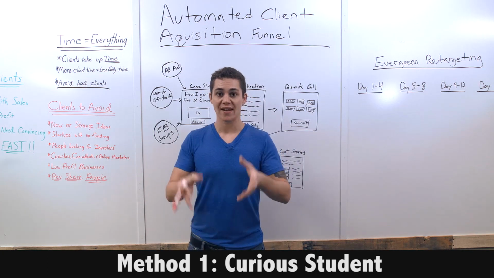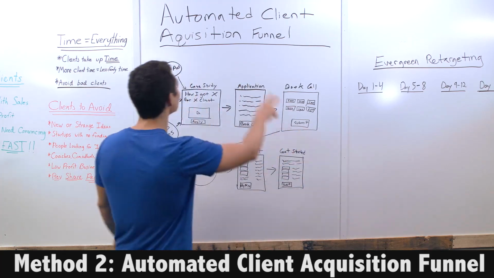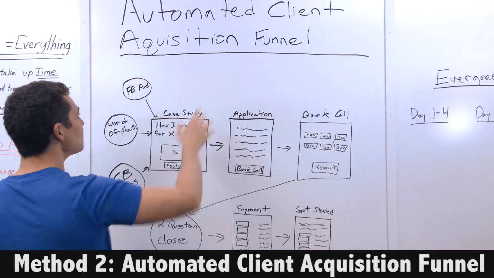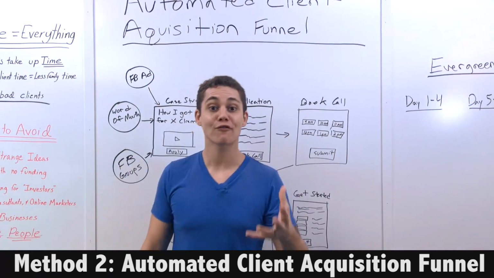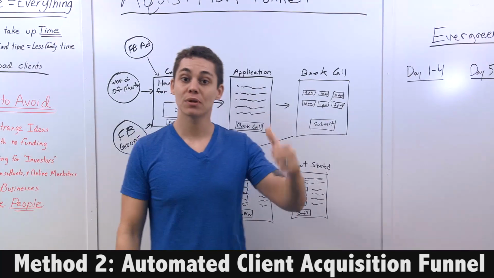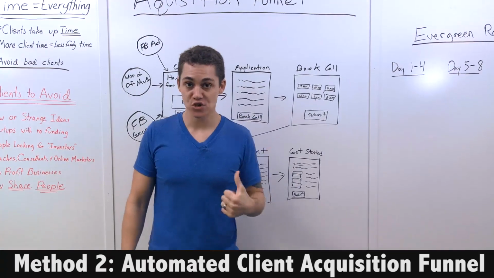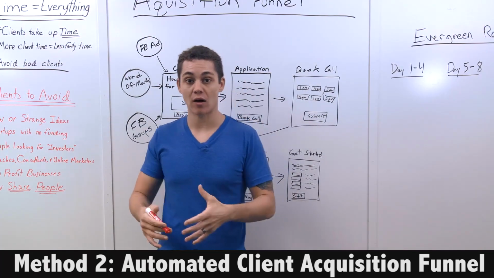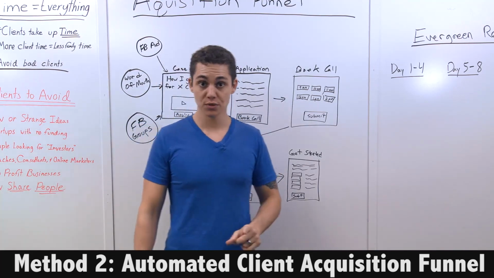All right? And this is where we go into method 2, which is the automated client acquisition funnel. Okay? This is where we take the results that we got from the curious student and we plug it into this, where we can now really grow our agency. All right? This is how we really, really scale. Remember my motto: get results, show results, make money. That's what we're doing here.